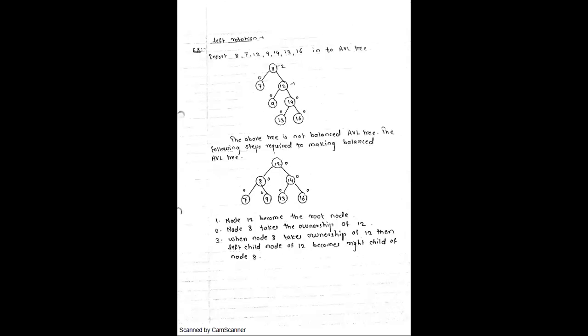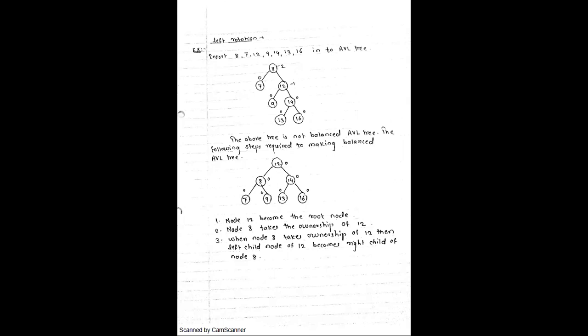Next, left rotation. So first construct the AVL tree by considering these elements: 8, 7, 12, 9, 14, 13, and 16. Always, when you are constructing the tree, the first element you consider as the root node. So who is the root node here? 8 is the root node. After that 7. So where will 7 be inserted? At left or right? Left.